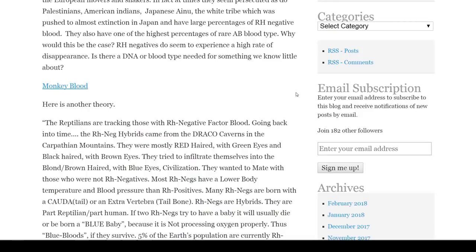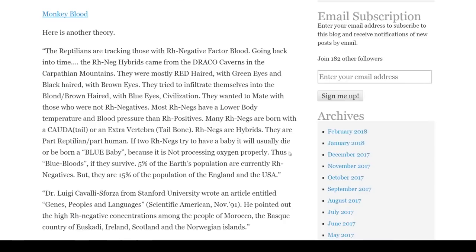So most Rh negatives have a lower body temperature and lower blood pressure than Rh positives. Many Rh negatives are born with a cauda, or a tail, or an extra vertebrae in the tailbone. Rh negatives are hybrids. They are part reptilian, part human. If two Rh negatives try to have a baby, they will usually die or be born a blue baby because it's not processing oxygen properly.